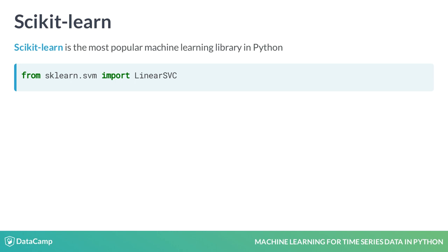The most popular library for machine learning in Python is called scikit-learn. It has a standardized API so that you can fit many different models with a similar code structure. Here, we import support vector machine to classify data points.